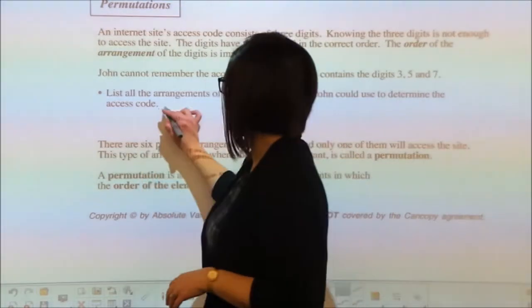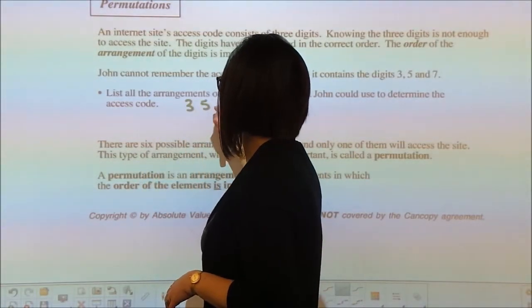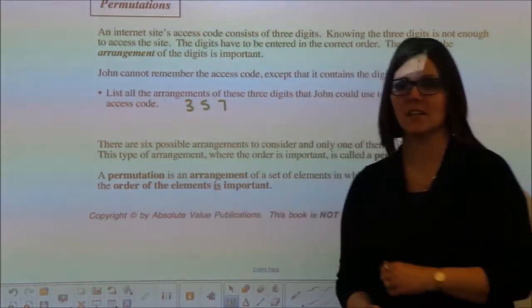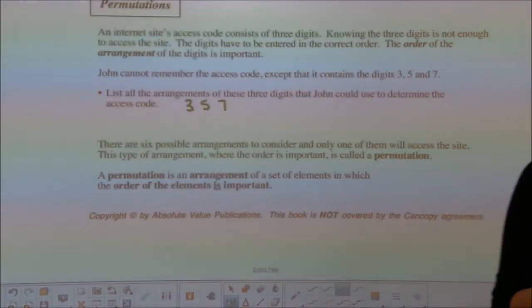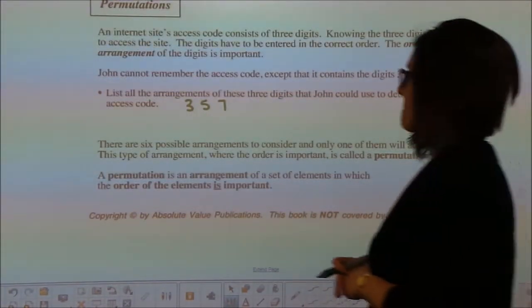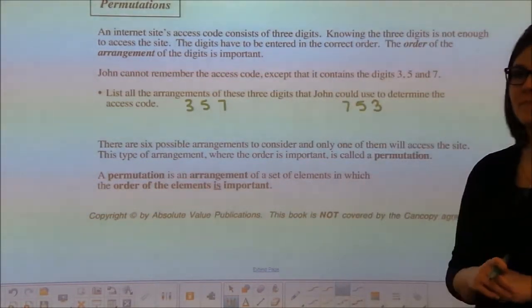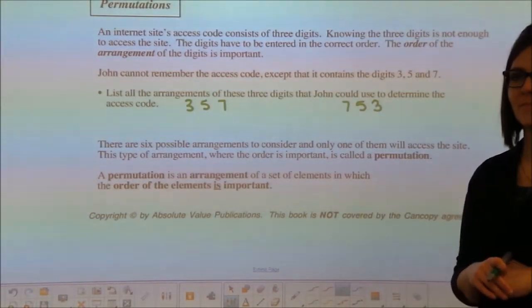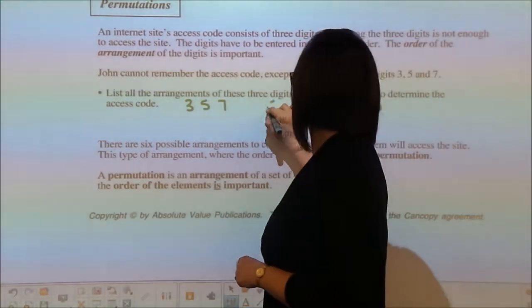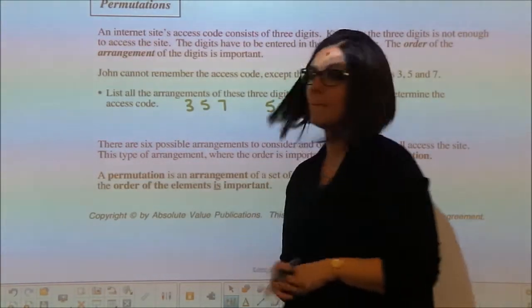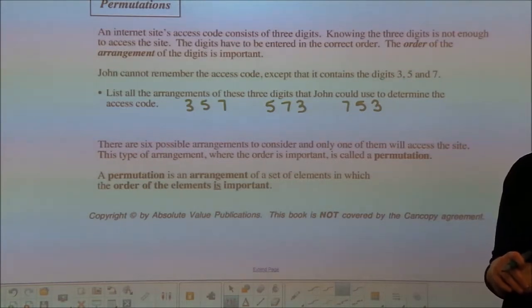So one access code would be the 357. What could another access code be using those 3 numbers? 753. Okay. 573. Okay. 735.